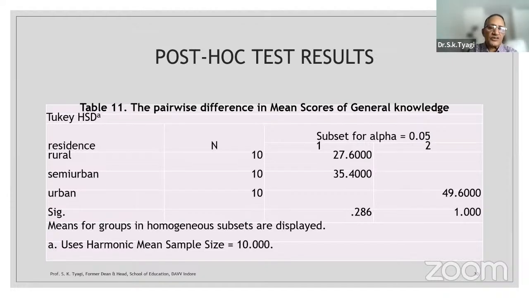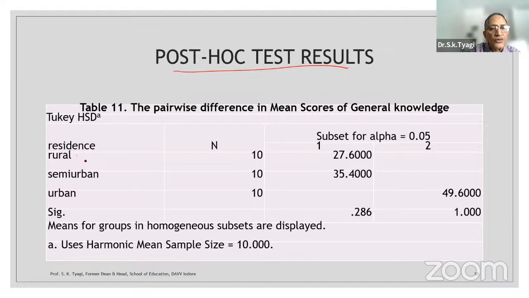ANOVA is a general test. It tells you whether the groups differ or not. So if the groups do not differ, then finish. We need not go further. But if the groups differ, then we need to go further to find out which pairs are significantly different from each other in respect of their mean scores. So this is one kind of output of such a result.